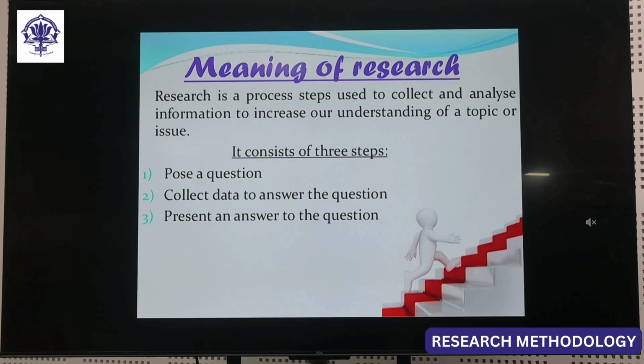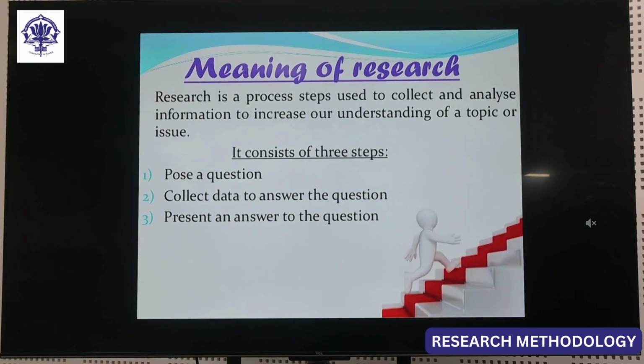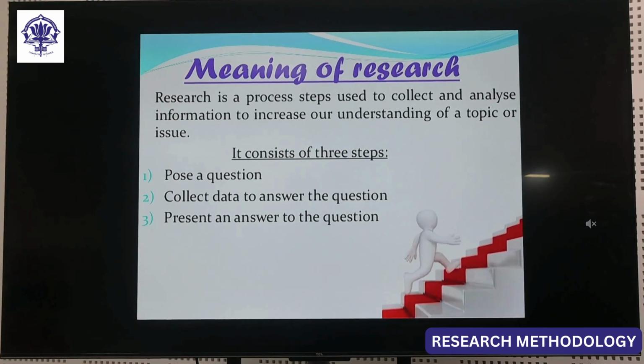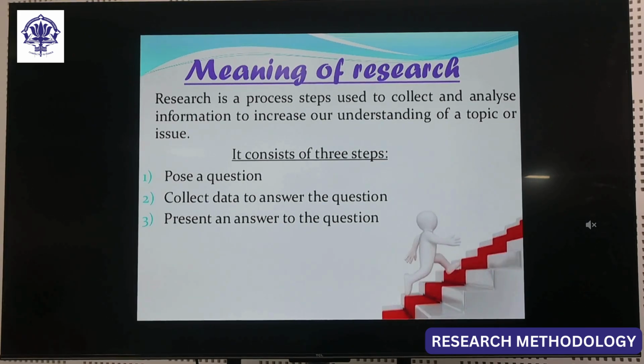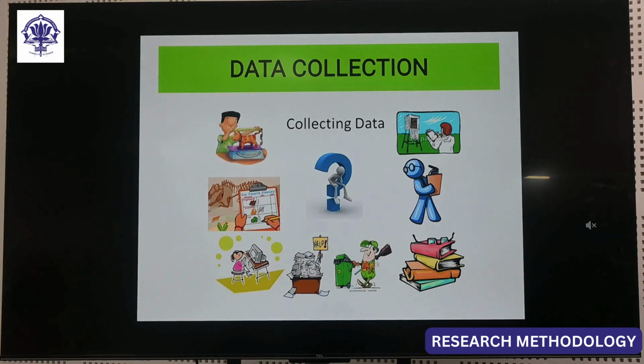First, we must pose a question, which means first we must know what the problem is. The problem is again stated as a question. To solve the problem we should get lots of information, and gaining lots of information makes it a half-solved problem. So the next process is to collect data to answer the question. Then the final thing is to present an answer to the question. These are the three steps done for the purpose of research.